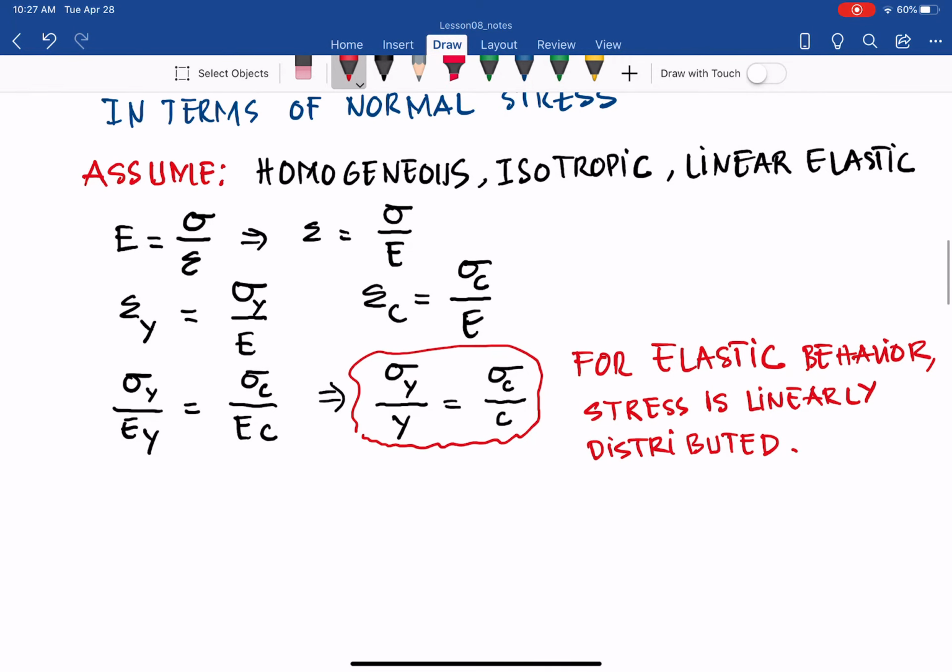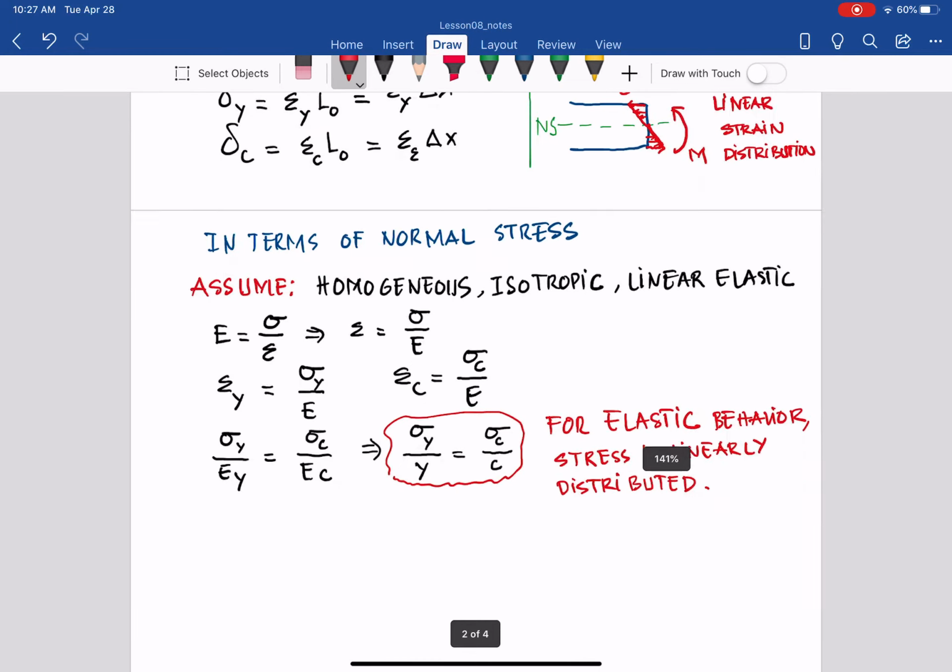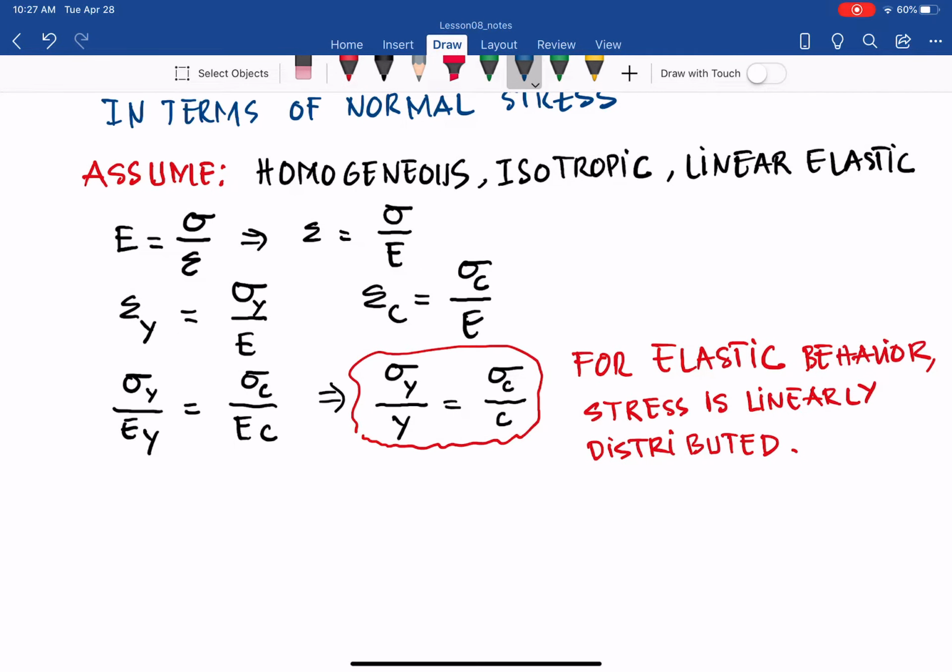So how can we draw it? It's similar to the strain that I drew there. We can have the member and then the neutral surface. So if we have a moment applied counterclockwise on this side, as you can see with the demonstration, it will cause tension on the bottom and compression on the top.